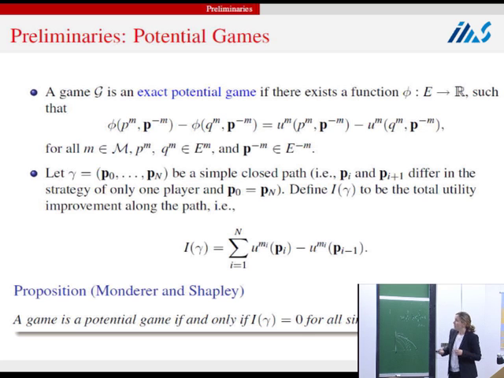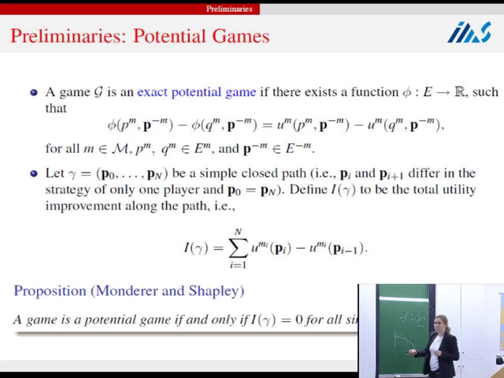of the players. Another important result will be from Monderer and Shapley, and to introduce that result, I need one more notion. I will use the notion of a simple closed path. This is Monderer and Shapley's terminology. I don't know why they use simple, it's just a path. It's basically that p_i and p_{i+1} differ in the strategy of only one player, and it's closed, or it's a cycle: p_0 is equal to p_n. Okay? So you consider these cycles of pure strategy profiles, and you consider the total utility improvement along that cycle.